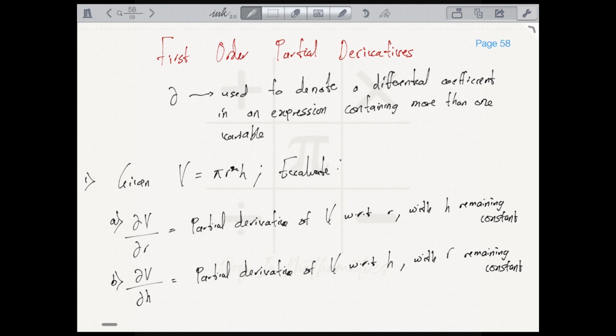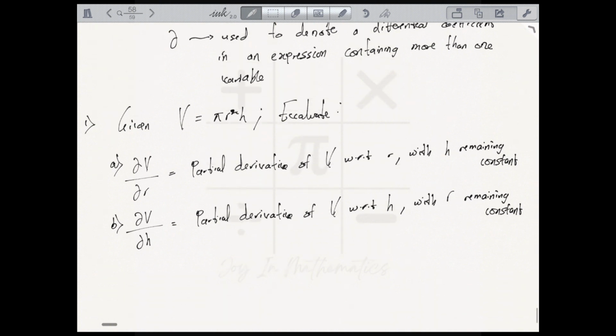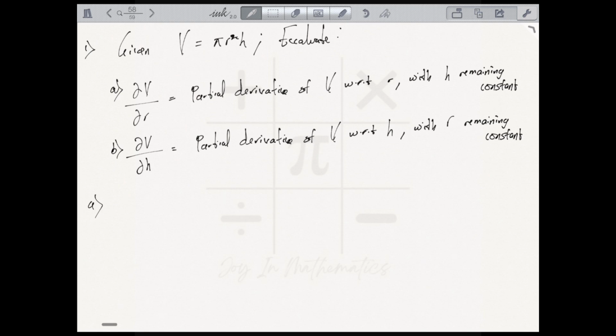It says given V is equal to pi r squared h, and we are asked to evaluate the partial derivative of V with respect to r with h remaining constant. That's dV/dr, and the partial derivative of V with respect to h with r remaining constant. That is dV/dh. Let's start with dV/dr.